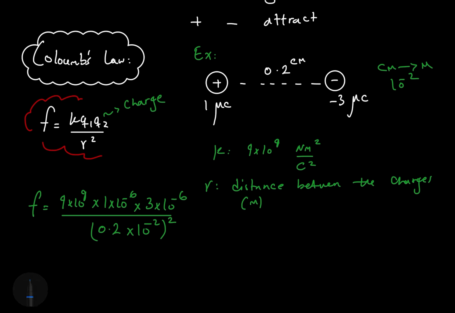And by the way, usually the unit of charge, coulombs, is a relatively big unit. So we usually write the charges either in microcoulombs, which is 10 to the power of negative 6, or nanocoulombs, which is 10 to the power of negative 9.